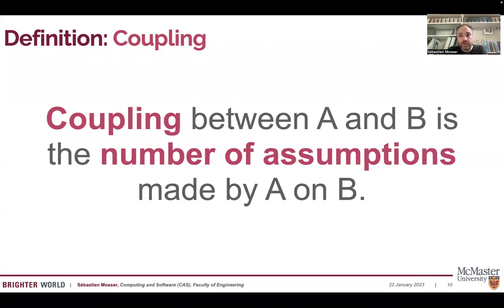Well, the official definition relies on the number of assumptions. So you have a given class A and a given class B, and the coupling between A and B is defined by the number of assumptions that A made on B, knows on B, okay, the knowledge that you have on the other class. The more you know, the more you couple, because the more you're using, the more complicated it will be to extract you from the other.